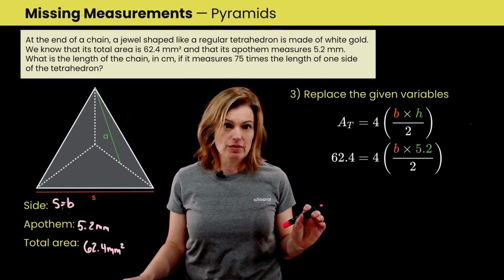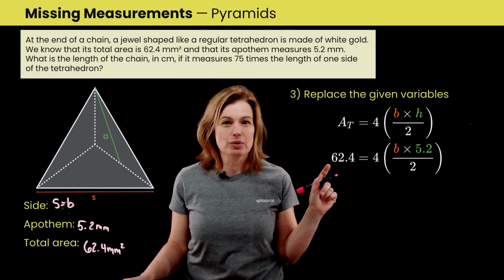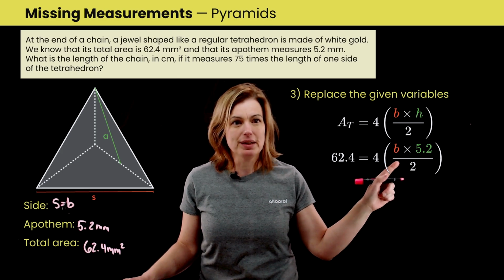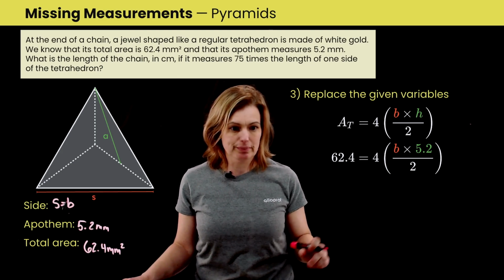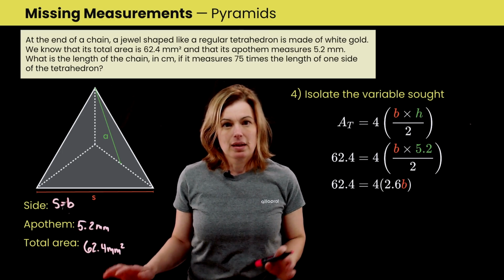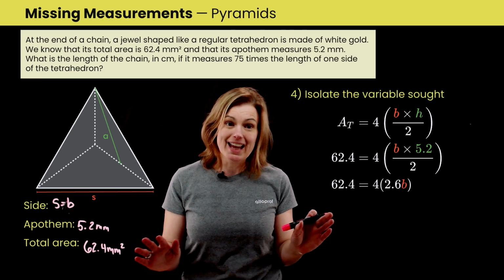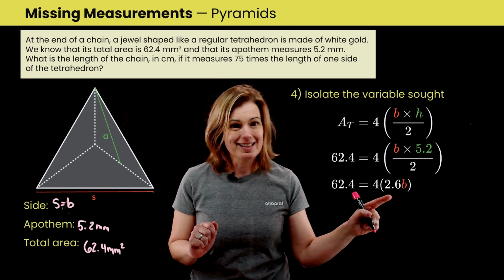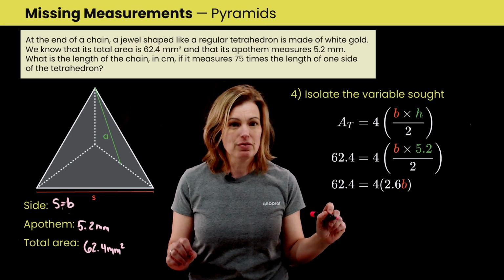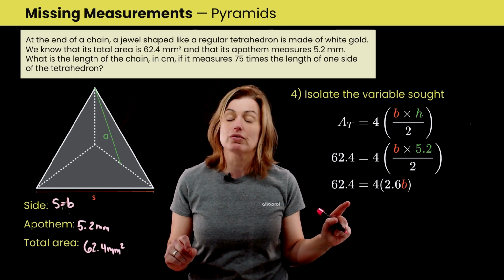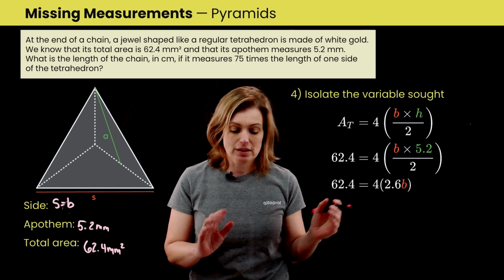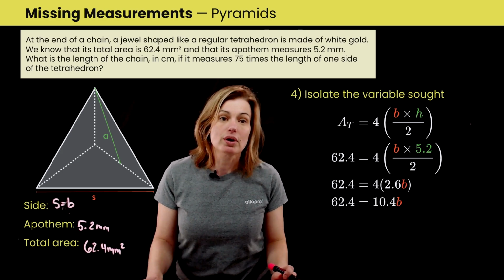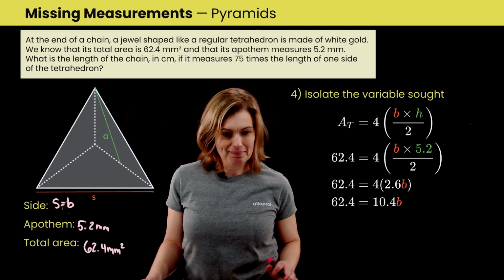So if I replace the given variables, then I know that my total area, which was in the problem, is 62.4. And that's going to equal 4 times B times 5.2 divided by 2. Do the calculations I can, and that works out to being, okay, well, 5.2 divided by 2 gives me 2.6. I still have to multiply it by 4. So right now I have 62.4 is equal to 4 times 2.6b, which ends up as 62.4 equal to 10.4b.